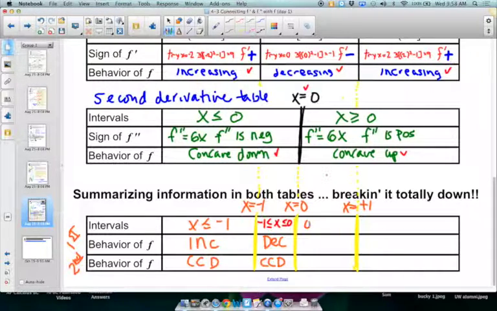And then in the next interval from 0 to 1, so I'm right here, increasing or decreasing? Decreasing, concave up or concave down? Concave up, so I'm decreasing, I'm concave up. So my function's getting littler, but I'm starting to be on the smile part. Okay. And then for everything bigger than or equal to 1, am I increasing or decreasing? Increasing, and concave up or concave down? Yep. So I'm increasing and I'm concave up. So my function's getting bigger and I'm on that smile part. Okay?